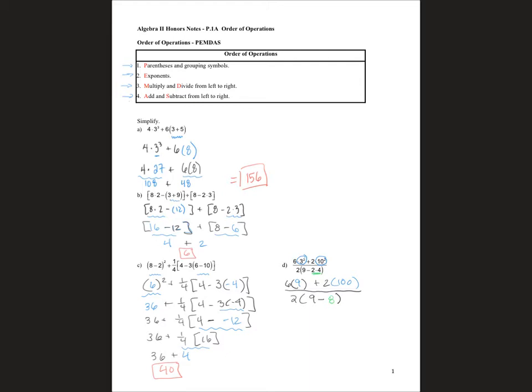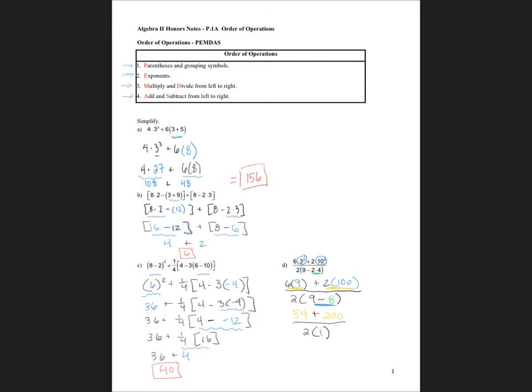And then back into the numerator, I see multiplication, so I'm going to go ahead and perform the multiplication here as well as here. So that is going to give me 54 plus 200 in the numerator. And in the denominator, I'm working inside the parentheses and performing the subtraction. So it would be 2 times 1.